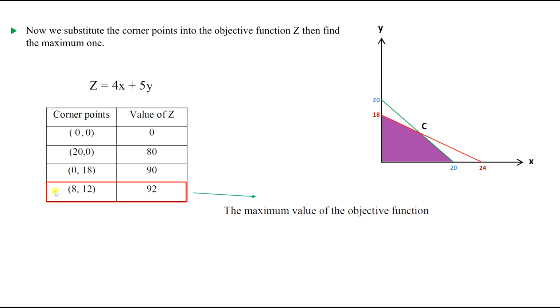So what does this mean? It means that our maximum value is z equal to 92, and the corner point, the value of x and y which satisfies this maximum value, is x equal to 8 and y equal to 12. Great, I hope you now understand how we can apply the graphical method in order to solve linear equations with two decision variables.